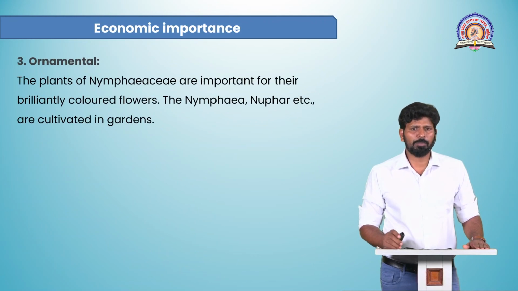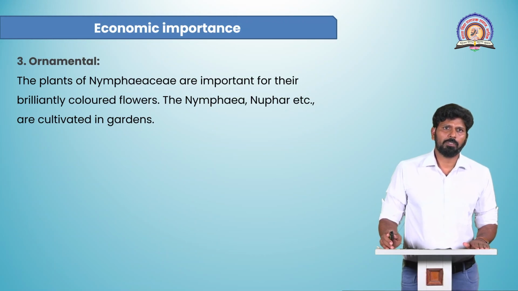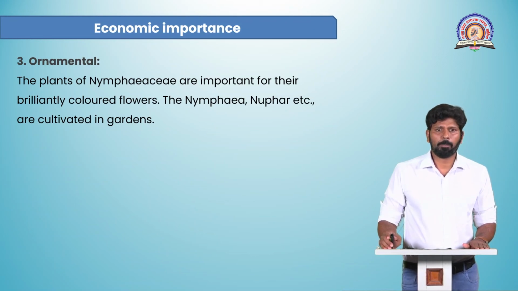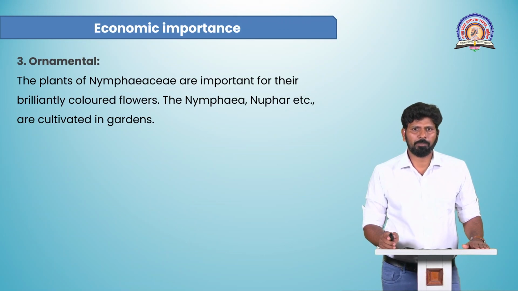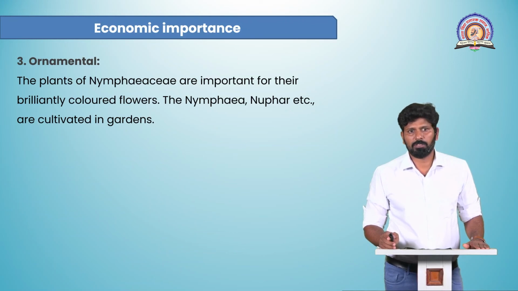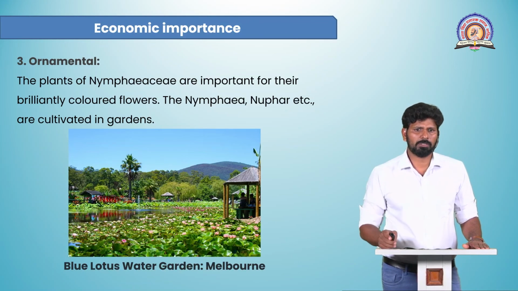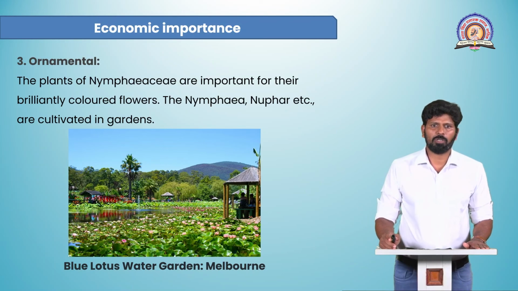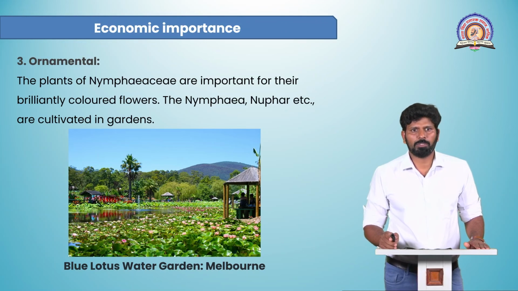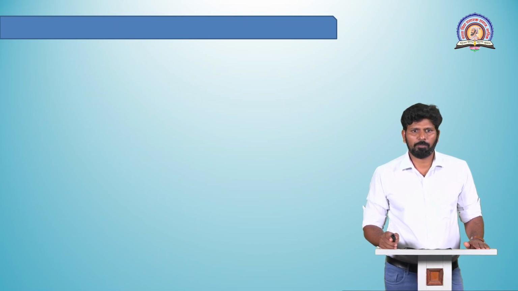And then the ornamental purpose. The ornamental use of family Nymphaceae is well known. There are many gardens in which the Nelumbo or the members of family Nymphaceae, that is water lily, are planted. The plants of Nymphaceae are important for their brilliantly colored flowers. So Nymphaea, Nymphoides, etc. are cultivated in gardens. This is a picture of one of the gardens, called Blue Lotus Water Garden, from Melbourne.